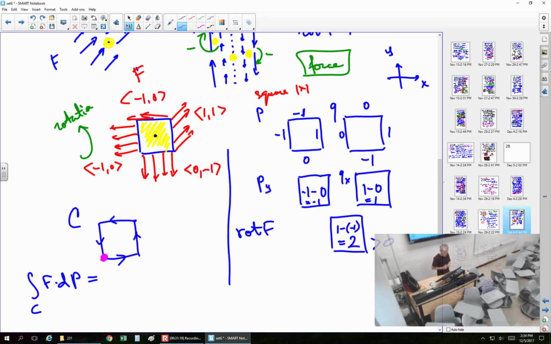0, negative 1 dotted with 1, 0. Yes, but I think we can skip straight to the answer. The answer is 0, right? The force is perpendicular to our path, so it does not contribute anything, so it will be 0. Okay? So this is the work. And then the second one is vertical. Once again, lengths are ones. So what is the work along this piece over there? The vector is 1, 1. We're moving in the direction 1, 0. So what is it? 1.